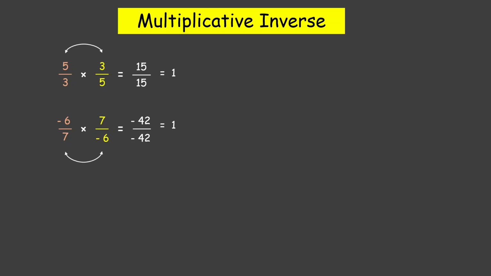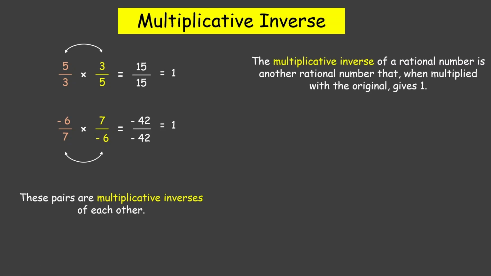These pairs, where we are actually just flipping the rational number, the numerator becomes the denominator. The denominator becomes the numerator. These pairs are multiplicative inverses of each other. Multiplicative inverse of a rational number is another rational number that when multiplied with the original gives 1.